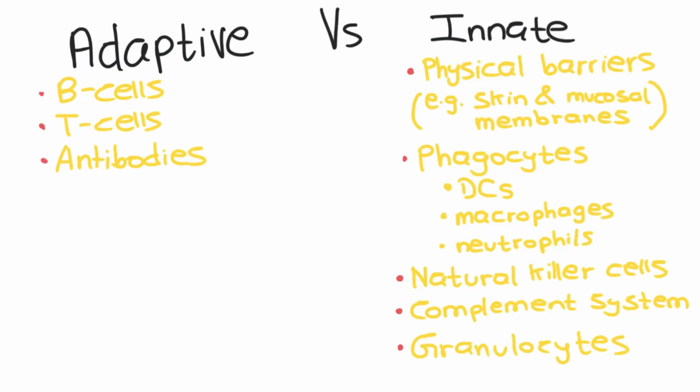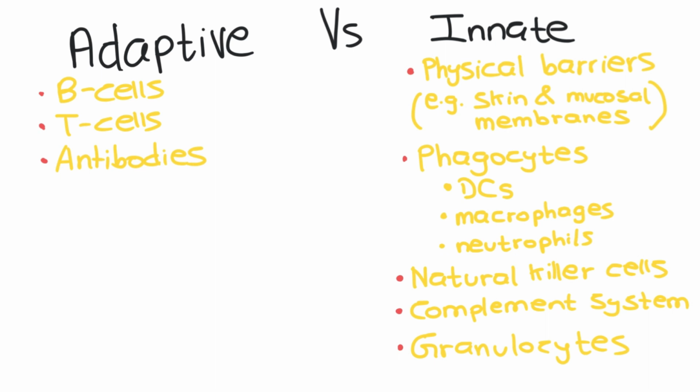And one final key difference between both immune systems that I would like to highlight are the constituents of either immune system. The adaptive immune system is largely made up of B cells and T cells and antibodies which are produced by the B cells, whereas your innate immune system is made up of quite a diverse range of cells and macromolecules. Physical barriers, for example, the ones found in the skin and the mucosal membranes, form a key part of the innate immune system. Phagocytes are also integral to the innate immune response, and as I mentioned earlier, the main phagocytes that I would like you to know are dendritic cells, DCs, macrophages, and neutrophils.